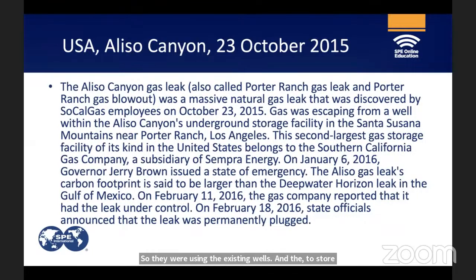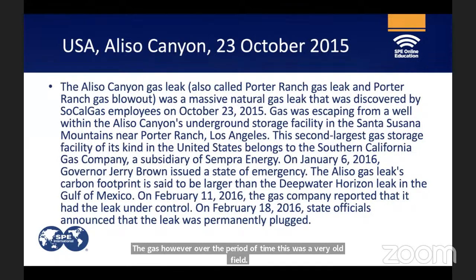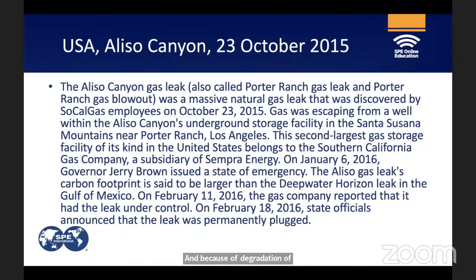However, over a period of time, this was a very old field, and because of degradation of barriers, the casing had degraded. There were no downhole safety valves there. So there were a lot of concerns in managing integrity for those wells, which resulted in a huge impact on the environment. People had to be evacuated. A lot of people years later also had breathing trouble and infection because of this release of gas.